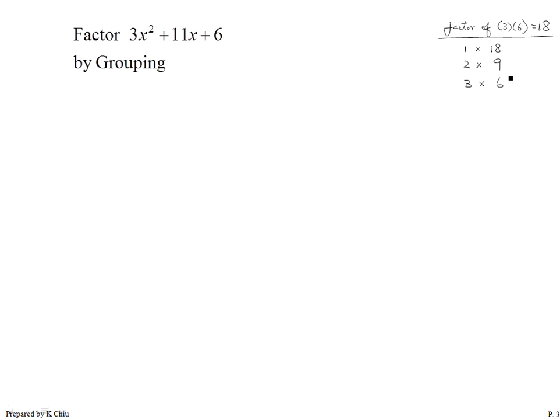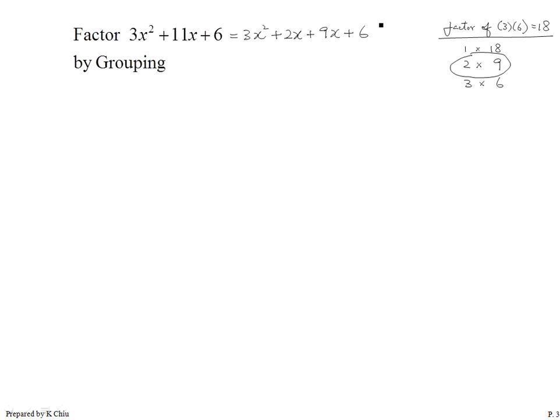That's good. I listed out all the possible pairs. Which pair will add up to the middle term, 11? The second pair, 2 and 9. So now I'm going to use that 2 and 9 to break up the middle term. So that becomes 3x squared plus 2x plus 9x plus 6. The first term and the last term stay the same. We only break up the middle term.